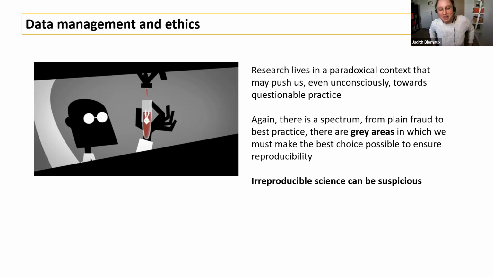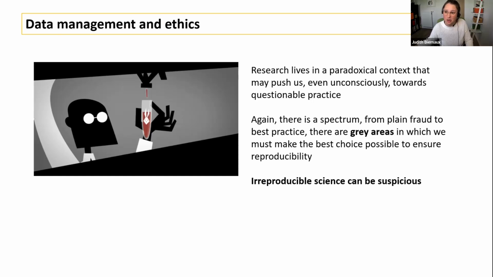So, as we mentioned earlier, we researchers live in a paradoxical context that may push us, even unconsciously, far away from the path of reproducibility, which should be the general path. Being pushed away from that path may lead us to some consequences, and we may not even be really conscious of it. So there are degrees of irreproducibility in scientific research, okay? Bear in mind, none of them is acceptable, but there are degrees of seriousness, all right?